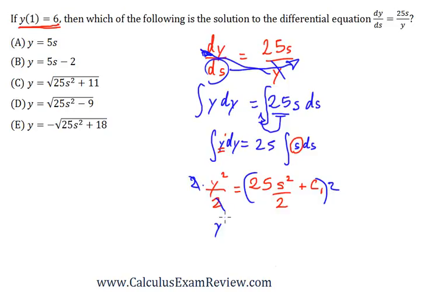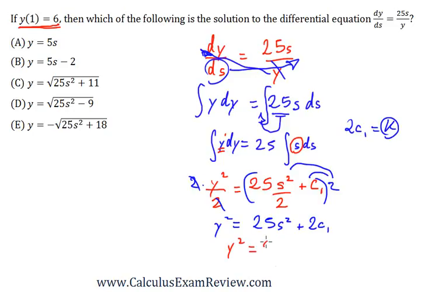They cancel out, so y squared equals, we need to distribute the 2, and 25 over 2 s squared times 2, the 2's just cancel out, so I get 25s squared plus 2 times c1. Then I'll make another constant. I'll say that 2c1 equals k. That'll make it a bit cleaner as we go on. So y squared equals 25s squared plus k.